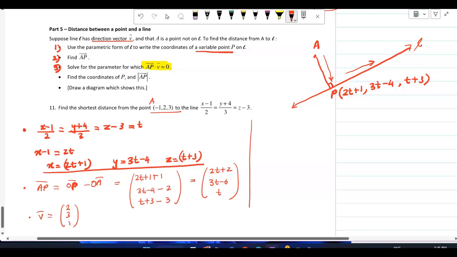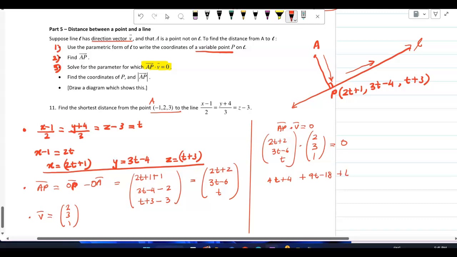Now what will you do? The two are perpendicular to each other. Do the dot product. So AP dot V is equal to 0. You know how to find a dot product? You multiply every component with each other. With 2, 3, 1, it is equal to 0. So you multiply 2 by 4, that is 8, plus 3 times 3 is 9, and 6 times 3 is 18, plus t is equal to 0. So 14t is equal to 14. So t is equal to what? 1.